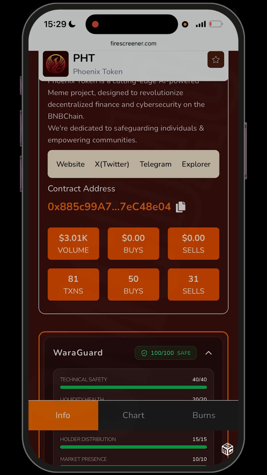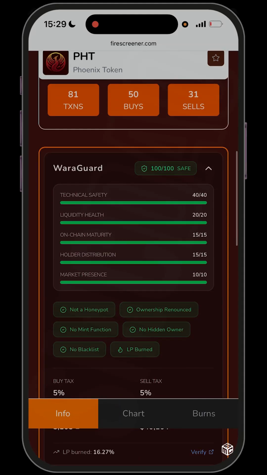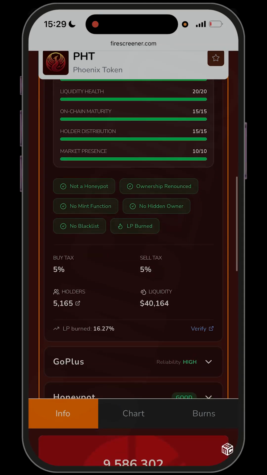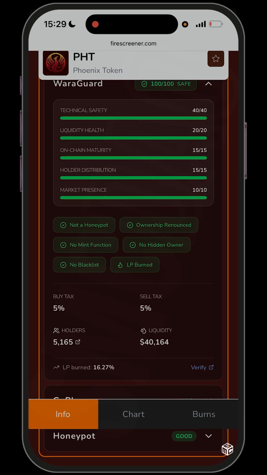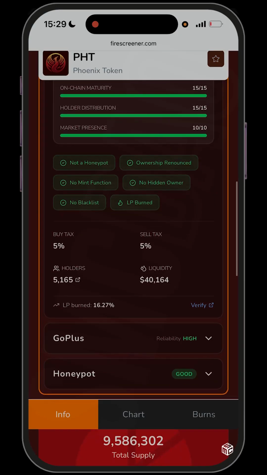And this is the buys and sells over here, and also the WaraGuard check. You could see that it's technically safe. Liquidity health 20/20, on-chain maturity, 100% safe, no blacklist, liquidity pool burned, no hidden ownership, renounced, not a honeypot, no mint function. You can't mint any tokens. You could also check the buy and sell tax here. Buy tax 5%, sell tax 5%, and the LP burn here could also be verified through this link.